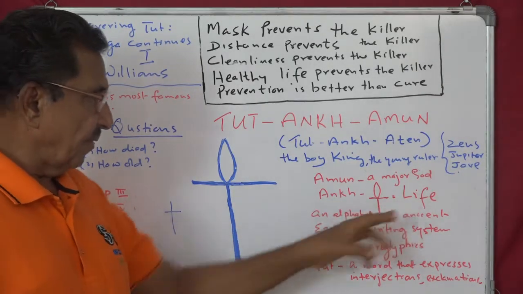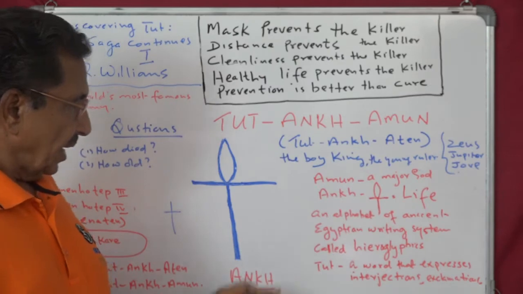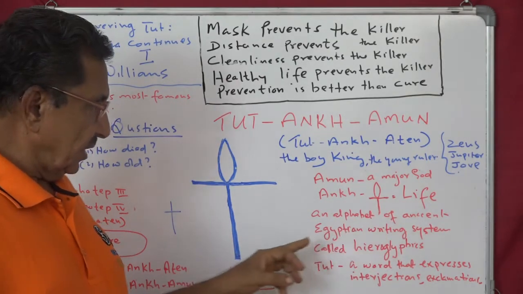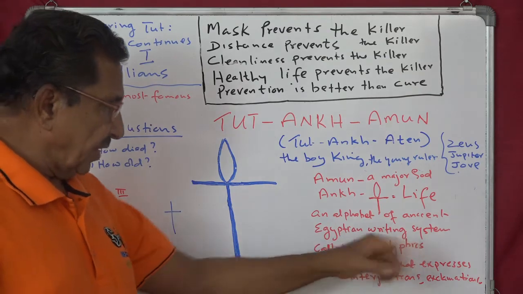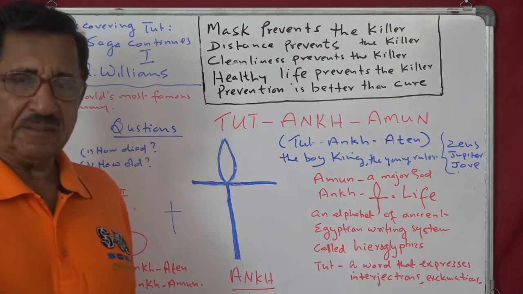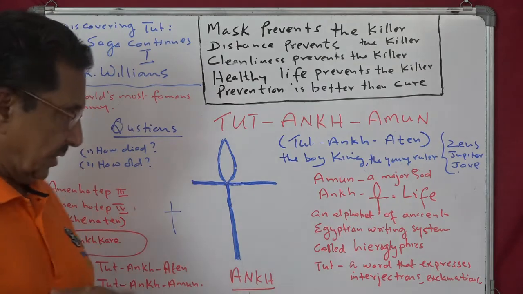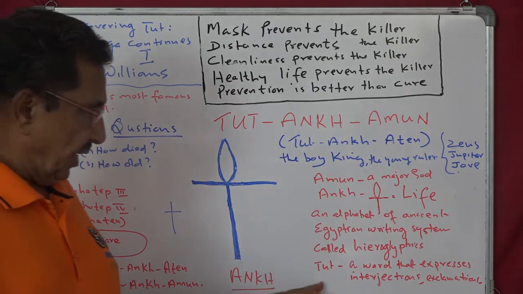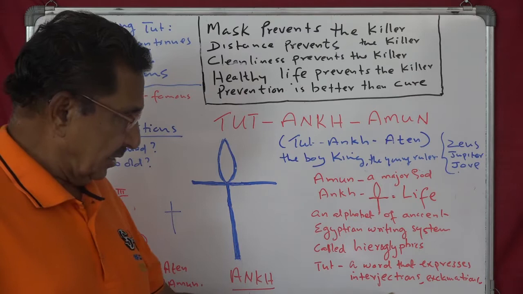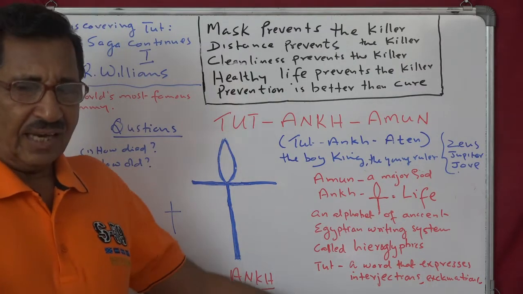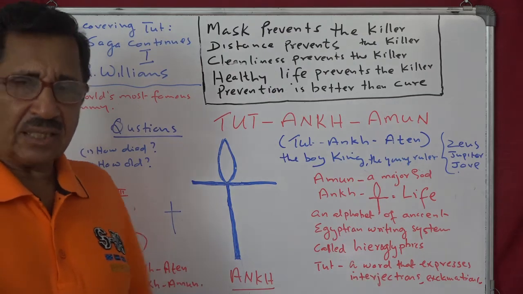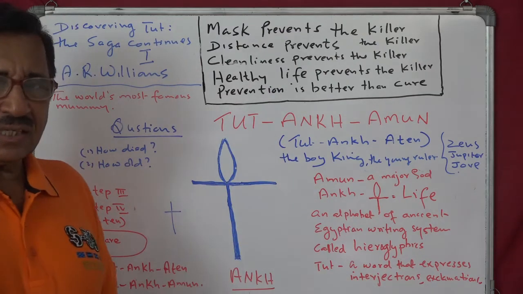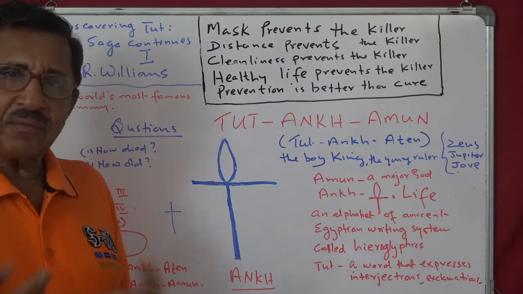Ankh, life. So this is the symbol, an alphabet of the ancient Egyptian writing system called hieroglyphics. The alphabet system. And tut, a word that expresses interjections or exclamations. But that's the English meaning, here it is not like that. In English, tut means an exclamation. But here it is an Egyptian word and a name.